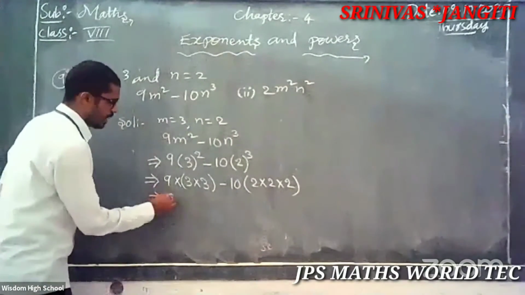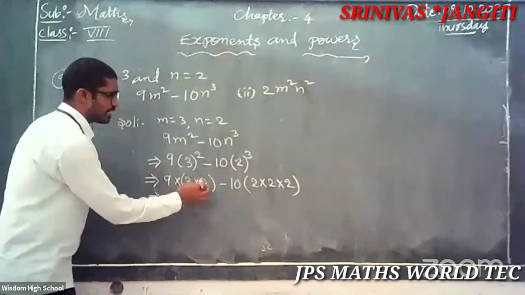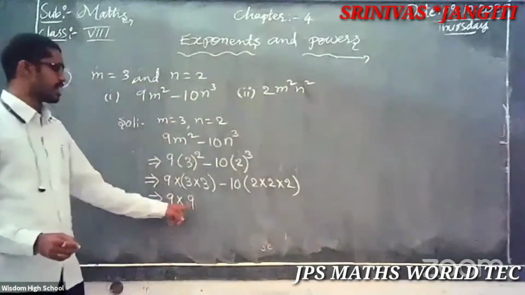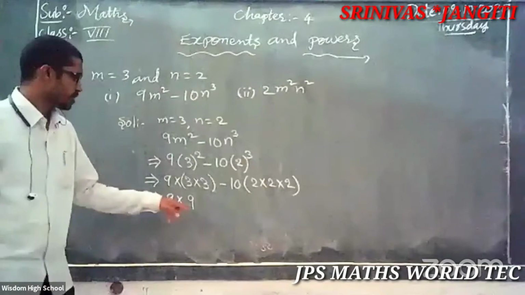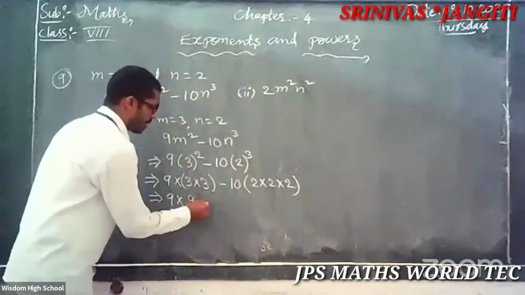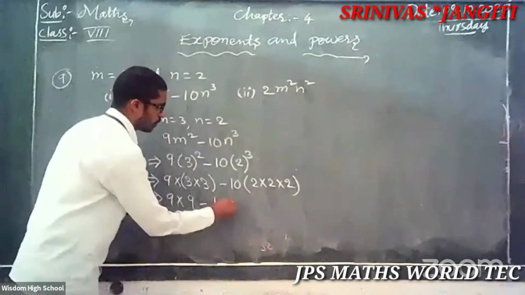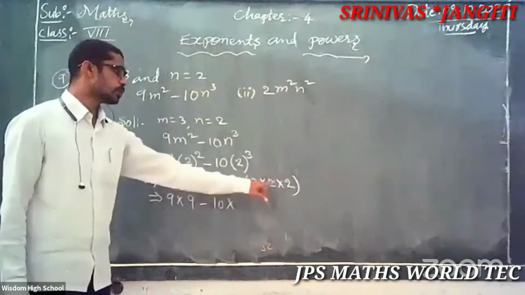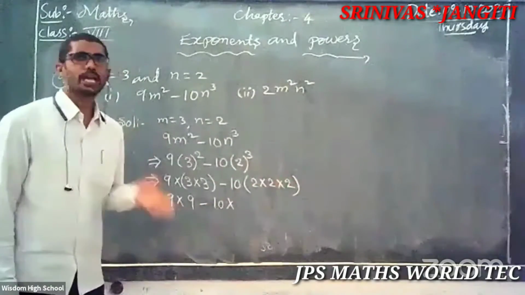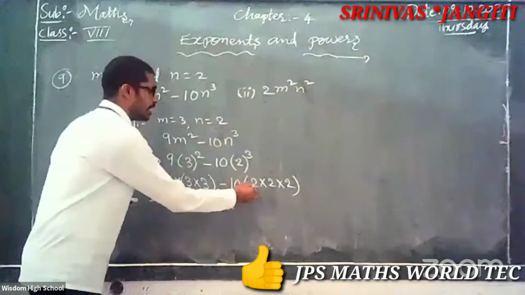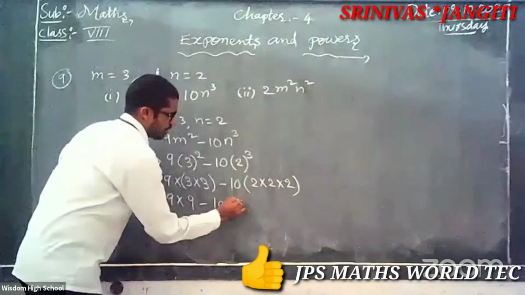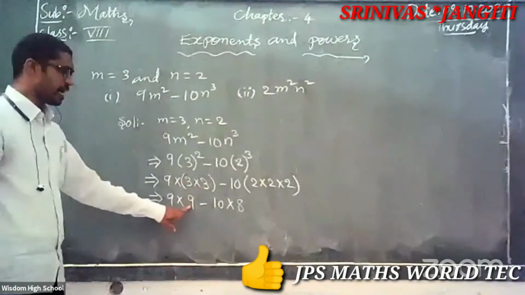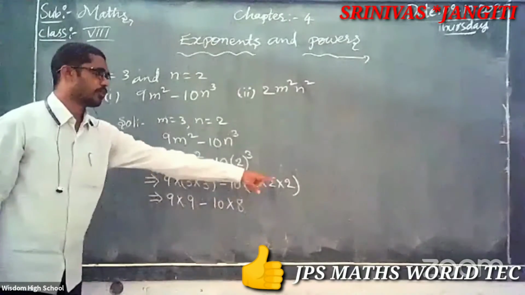Then that implies 9 into, in the bracket, 3 into 3. 3 threes are 9. Very good, students. You write here 9. Why is it 9? 3 squared means 3 into 3, and 3 threes are 9. Then after, minus 10 into, in the bracket, 2 into 2 into 2. 2 fours are 8. So 2 twos are 4, 4 twos are 8. That's why 10 into 8. Is it clear? Once again, here 9, here 10, here 8.